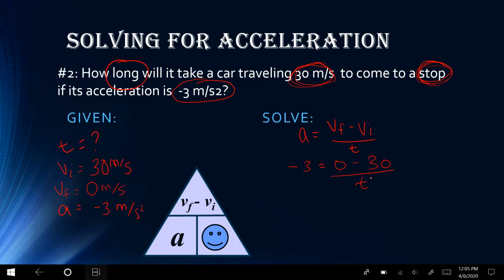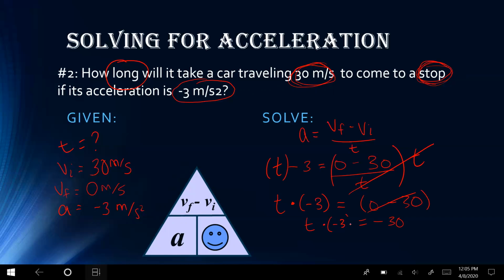Now to solve for this, you have to do quite a bit of algebra. The first thing I'm going to do is get rid of t on the bottom. So I'm going to multiply both sides by t so that it cancels out on the right-hand side. So now I have t times -3 on the left is equal to 0 minus 30 on the right. I'm going to simplify the right-hand side. 0 minus 30 is -30. And that's equal to the t times -3.